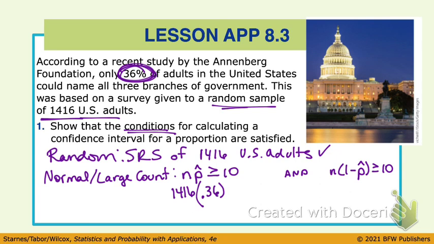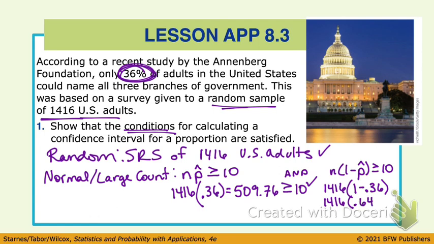1,416 times 0.36 equals 509.76. That is greater than 10. And then we're going to check 1,416 times the complement of the sample proportion. So that would be 1,416 times 0.64. Okay? And when we do 1,416 times 0.64, we get 906.24, and that is greater than or equal to 10.